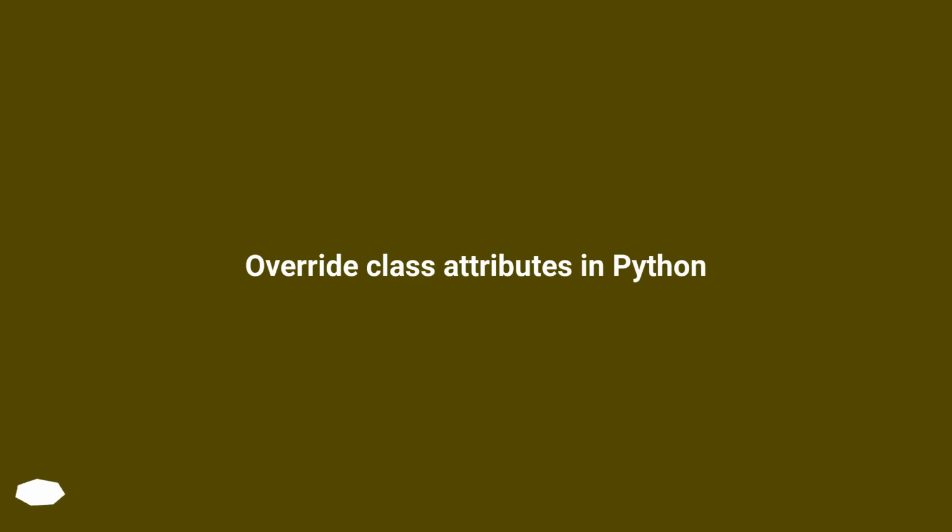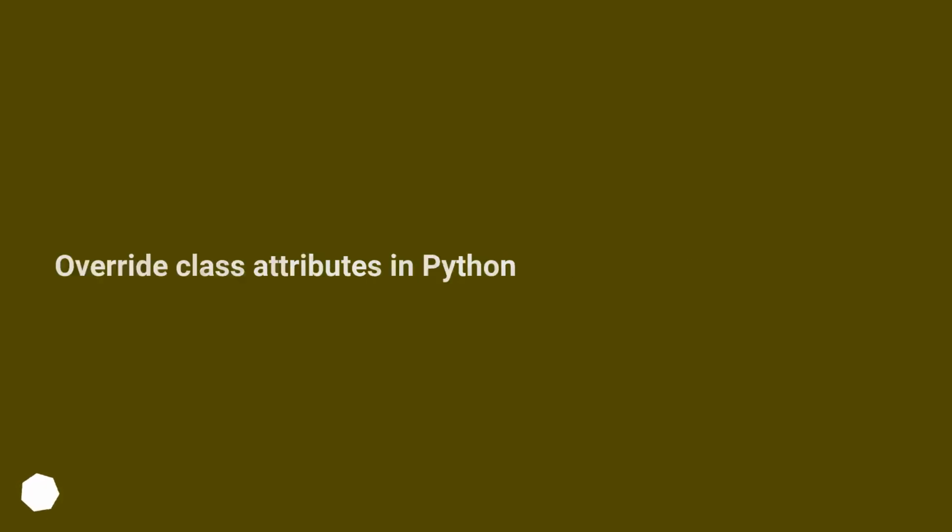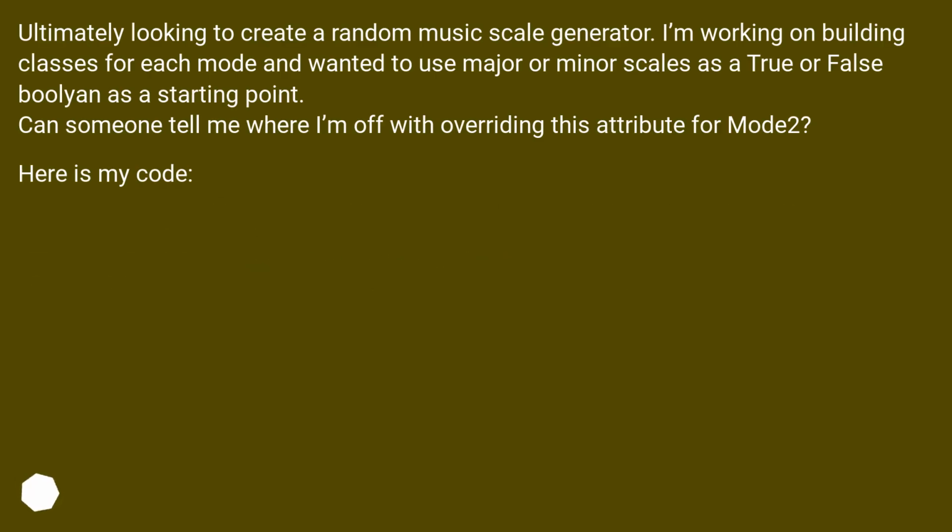Override class attributes in Python. Ultimately looking to create a random music scale generator. I'm working on building classes for each mode and wanted to use major or minor scales as a true or false boolean as a starting point. Can someone tell me where I'm off with overriding this attribute for mode 2? Here is my code.